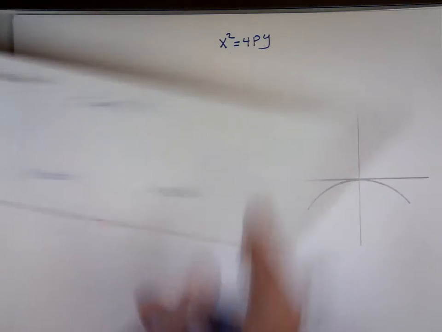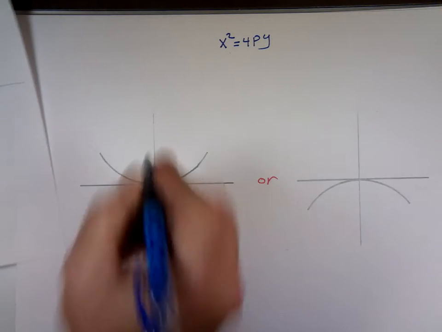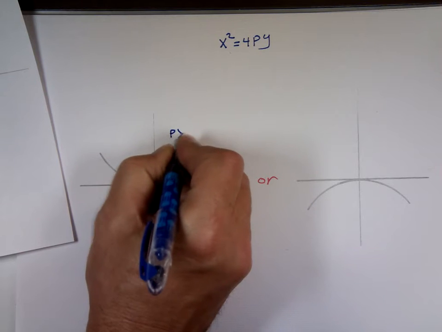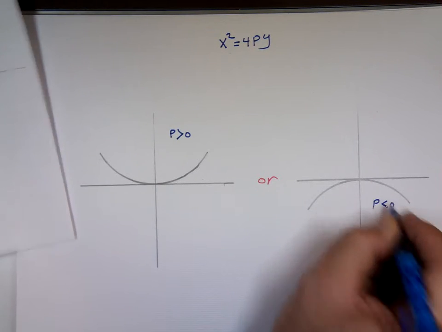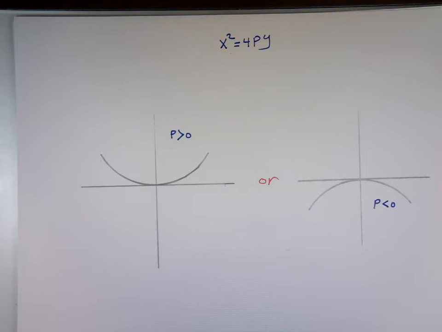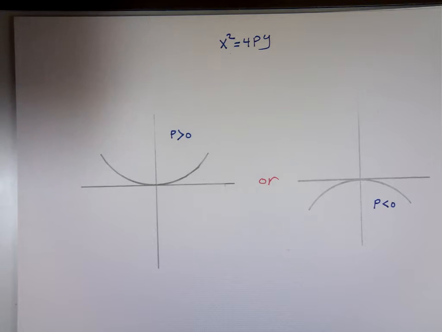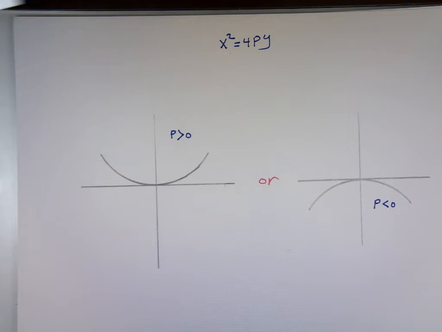How do we know if it's up or down when it's like this? If p is greater than 0, it's going to open up. If p is less than 0, it's going to open down. Can you just go back to the last one? I will.